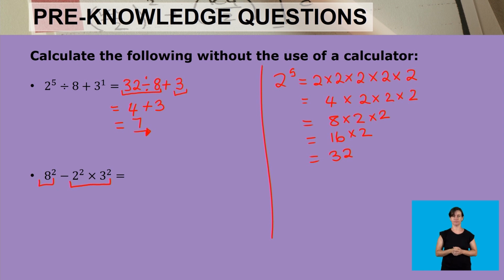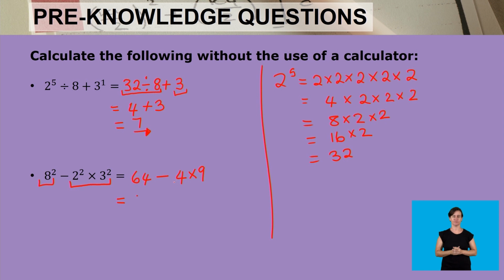So what is 8 exponent 2? That is our 8 multiplied by 8, and we know that 8 multiplied by 8 is 64. And then we are going to calculate that 2 exponent 2, that's 2 times 2, giving us a 4. We are going to multiply that with our 3 exponent 2, that's 3 times 3, and that is going to give us a 9.